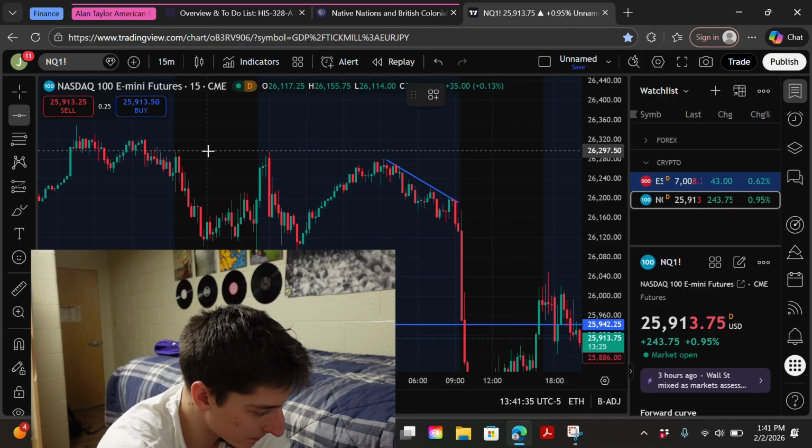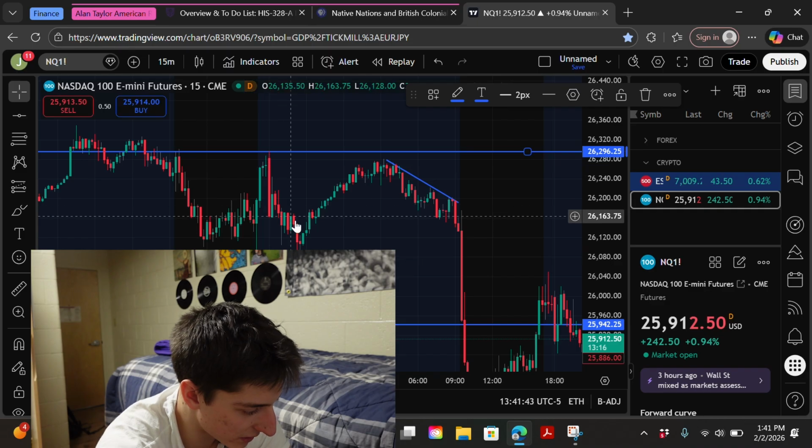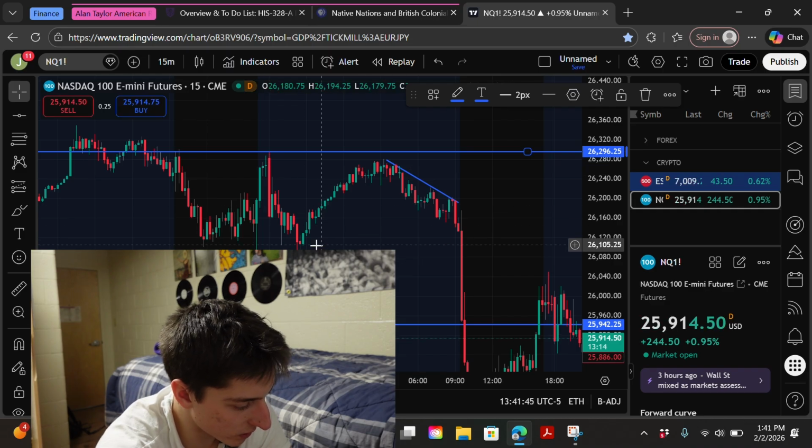Here's a good spot right here. So as we can see, there's a liquidity draw right here. Liquidity is hit right here. It does not hit this draw, and it just plummets down. Market retraces and falls.